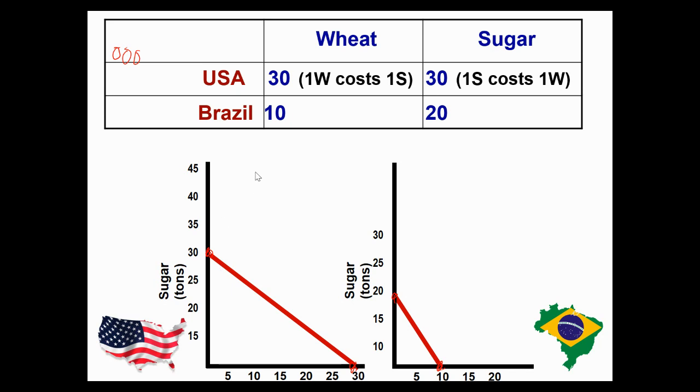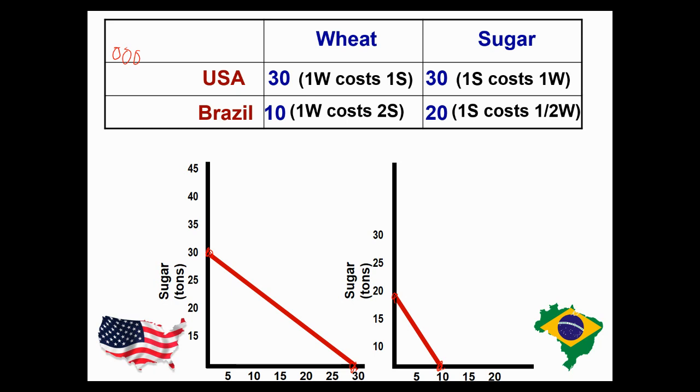Now, if we look at Brazil, if we use other over to make one wheat, we would put 20 over 10. So that should be 2, right? For one wheat, it costs 2 sugars. Now, we could do other over for sugar. For one sugar, 10 over 20 is 1/2, or we could just use the reciprocal of 2. So one sugar costs one half wheat. That's the basic idea of what we'd want to do.